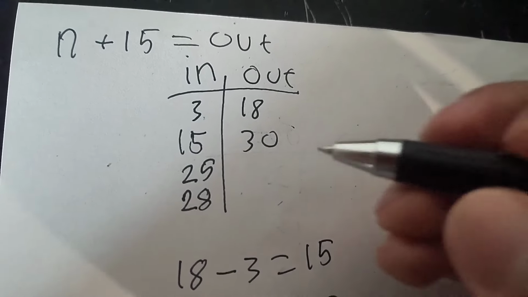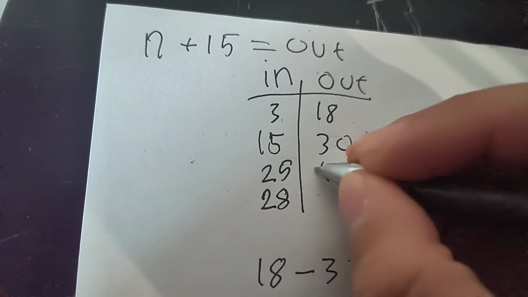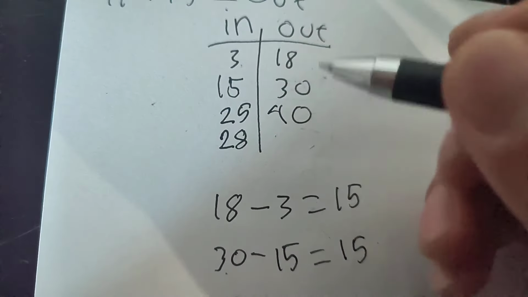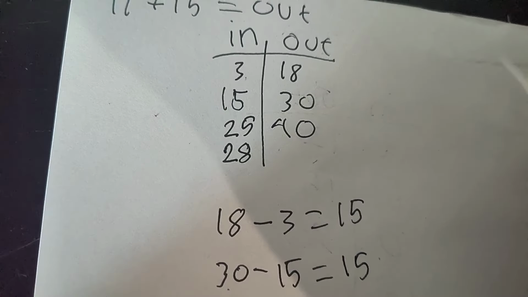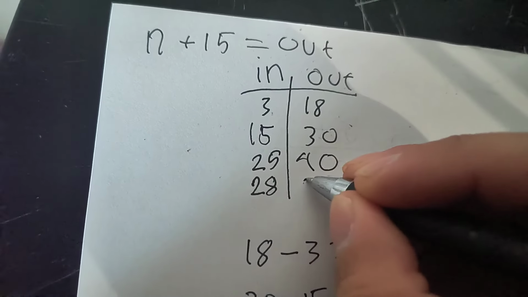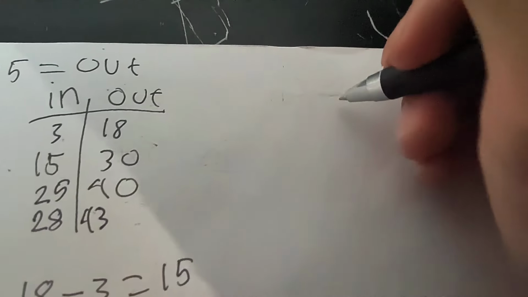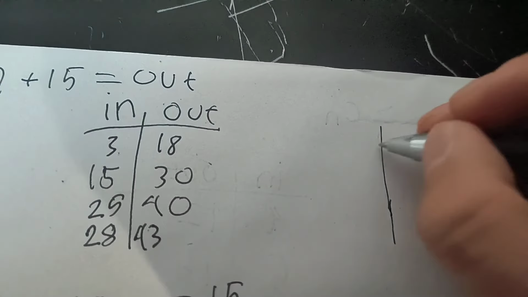15 plus 25 is 30. No, not 30, 40. And 15 plus 28 is 43. Oops, I messed up on that. 43. Okay, what if we got another input-output table?